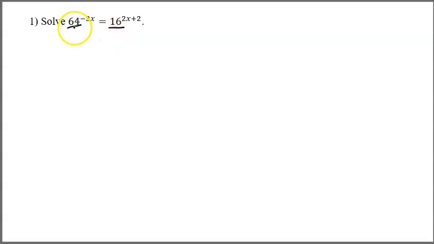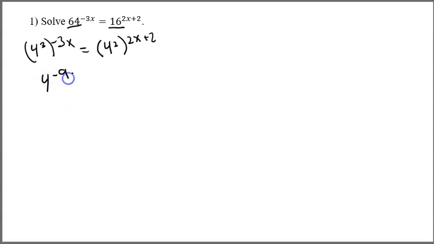So 64 is 4 cubed, so let me write this as 4 cubed to the negative 3x. 16 is 4 squared, so this is 4 squared to the 2x plus 2. Now I'm going to use the power of a power property to give each of these expressions one exponent. So 3 times negative 3x gives me negative 9x as the power on the left. 2 times 2x plus 2 gives me 4 to the 4x plus 4.